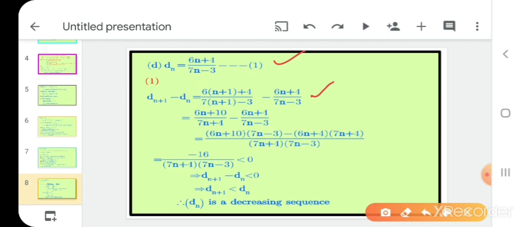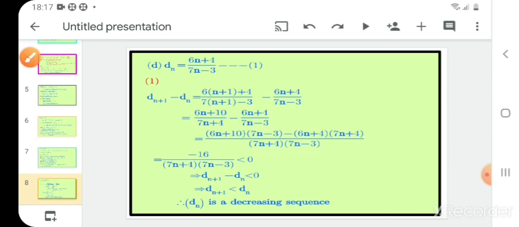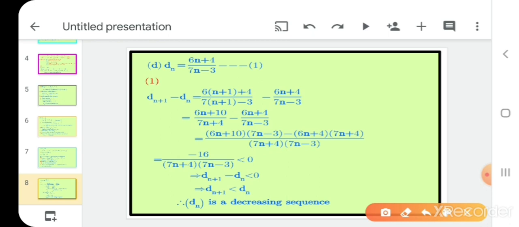After simplifying, what do we get here? In the numerator, 6 into n is 6n, and 6 into 1 is 6, plus 4 is 10. In the denominator, 7 into n is 7n, and 7 into 1 is 7, minus 3 is 4. So we get (6n plus 10) by (7n plus 4), minus this, which is the same. Now we take the LCM. What is the LCM? (7n plus 4) into (7n minus 3). So (6n plus 10) into (7n minus 3) minus (6n plus 4) into (7n plus 4). After simplifying, what do we get here? Minus 16 by (7n plus 4) into (7n minus 3).